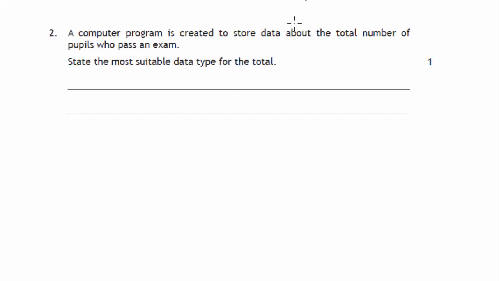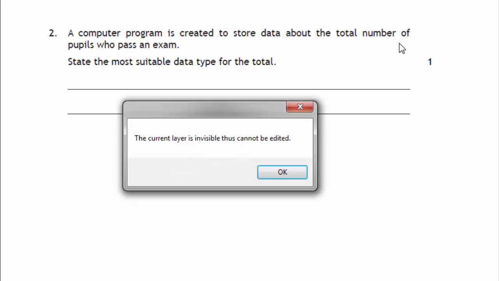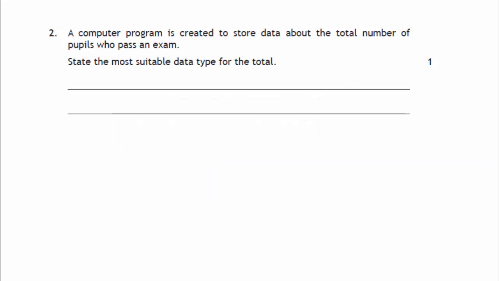Question number 2 is just talking about they're wanting to store the total number of pupils, right? So you're not going to get 2.5 pupils, right? So it's a total number, so it's going to be a whole number, and this is where you're going to use an integer. Okay, so that's your data type, right? So the type of data is whole numbers, and that's going to be your integer.